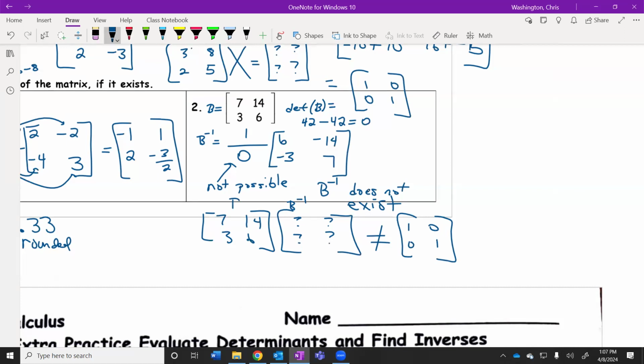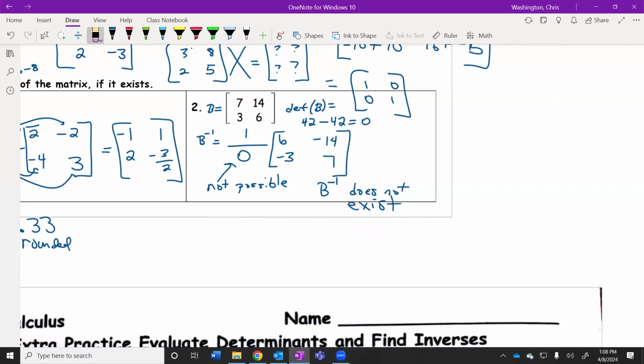You cannot take a matrix, in this case B, that doesn't have an inverse, where the determinant is equal to 0, and multiply it by some other matrix that we might call the inverse, and get the identity matrix. You will never get this 1, 0, 0, 1. It'll never be equal to that, ever. I don't care how many times you try. I don't care how long you try to come up with that number. It'll never work. So that's why the matrix inverse in number 2 does not exist, because there's no matrix that I can multiply this by to get our identity matrix.